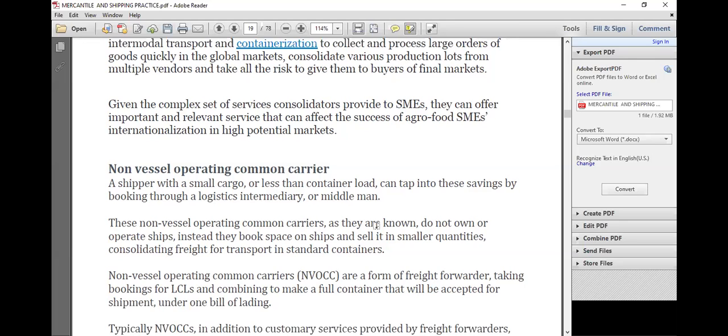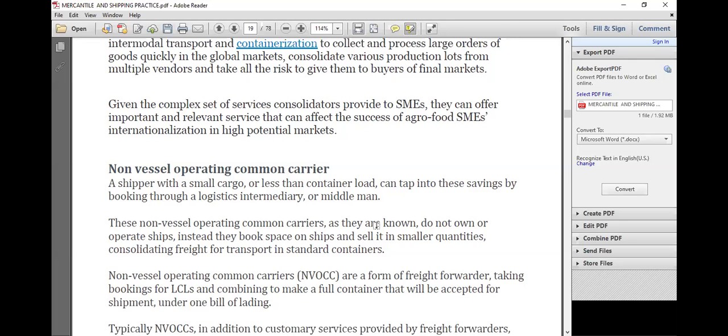As I mentioned, remember these people, their role is to bring the small consignments of the SME providers, or the small-scale business people who want to participate in international trade. They combine their small shipments to make a full container load. Okay, and in this case, they are called LCLs.